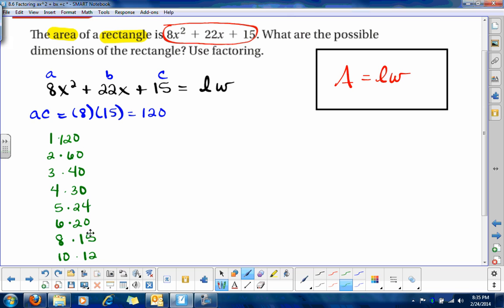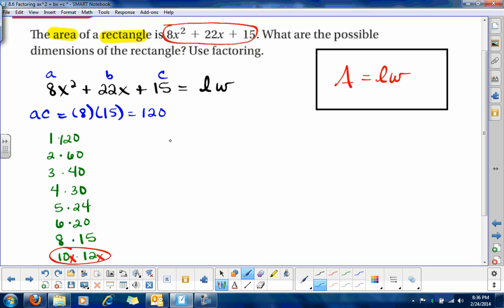So there are the factors that we need to look at to see what can we add to get 22. Okay, well, let's go down the list here. Nope, nope, nope, nope, yep, nope, nope, nope, nope. There it is, 10 and 12. So we're going to rewrite the 22x as 10x and 12x.